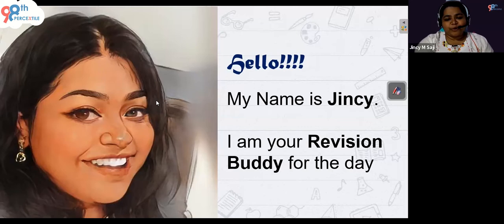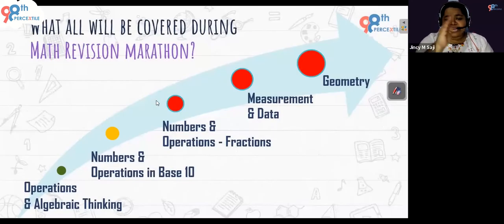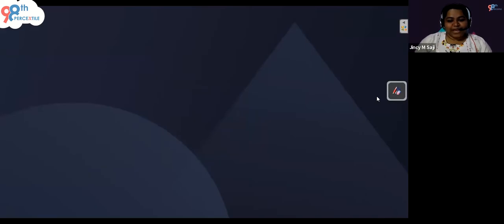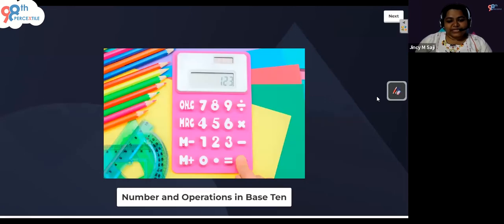So I hope you're all ready, and we have already covered one of the domains. Have you all revised operations and algebraic thinking? All revised properly? Great. So we are now moving on to the second domain, and that is numbers and operations in base 10. So that is the topic that we are going to revise today. I hope you're all ready for the same. Yes or no? Great. Number and operations base 10.